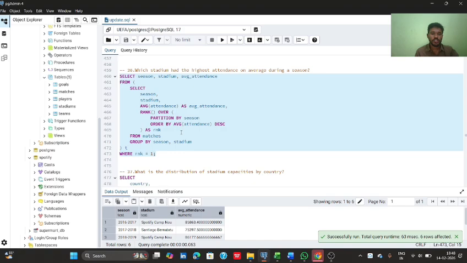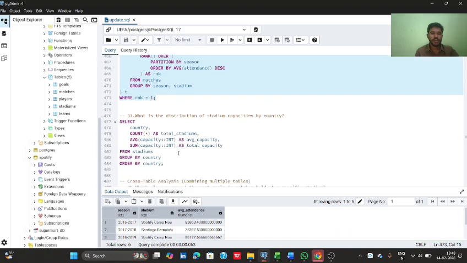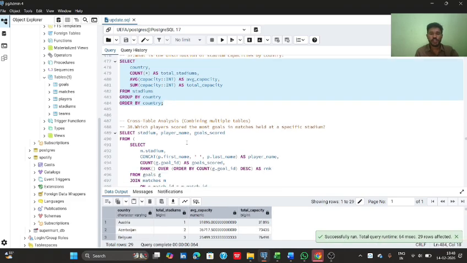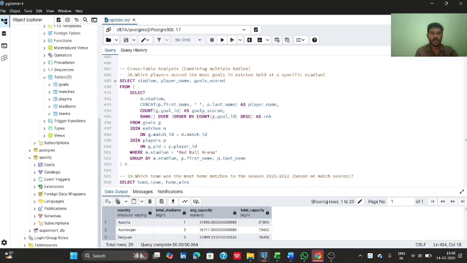It will be executing. This is the average attendance and stadium, team-wise. What is the distribution of stadium capacities by country, and country total stadiums, average capacity and total capacity? Next one is the total combined from the tables.